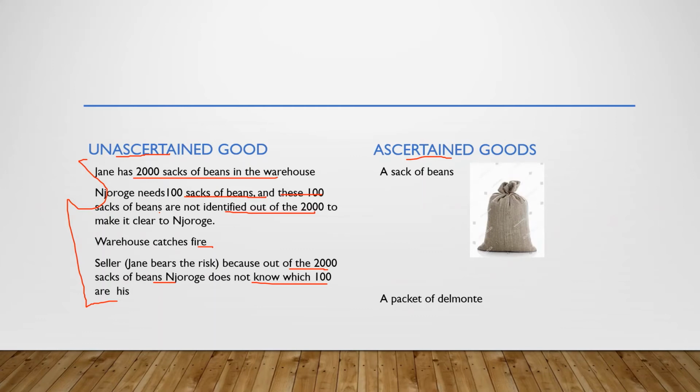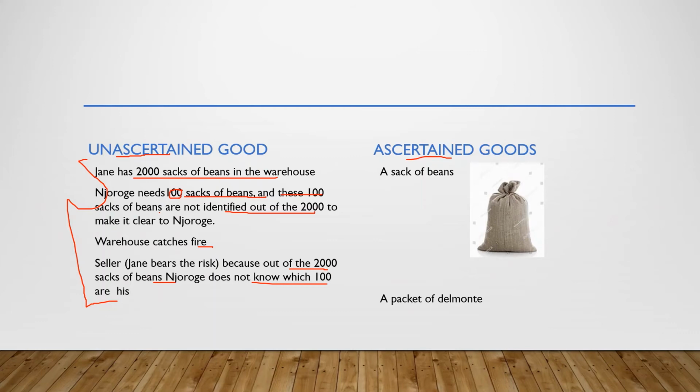If I'm dealing with unascertained goods, risk does not pass to the buyer, meaning that risk stays with the seller until these goods are specified. So in this situation, if the 100 sacks of beans were specified to Njoroge and the warehouse caught fire, then in this case Njoroge will bear the risk for the destroyed sacks of beans, meaning the 100 that was specified for him.